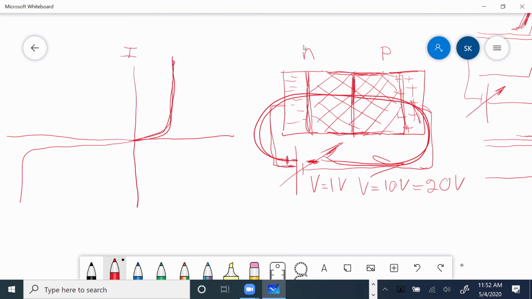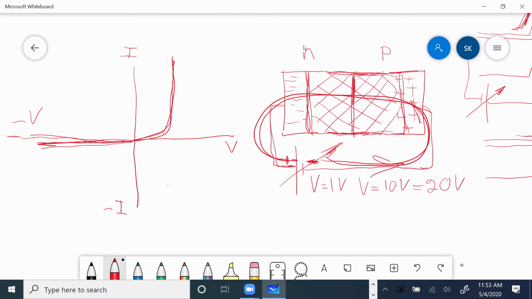I, V, minus I, minus V. That is the true IV characteristic. From here, a lot of current will flow and the diode is ruined, is broken. We're not interested in that part. So the IV characteristic really is this far.